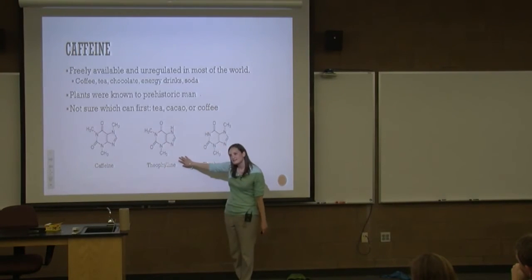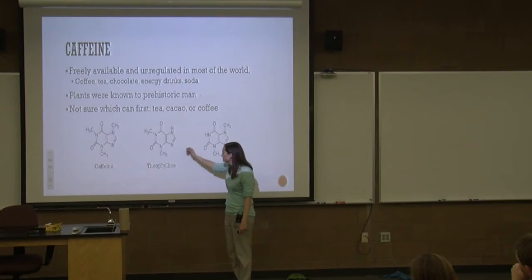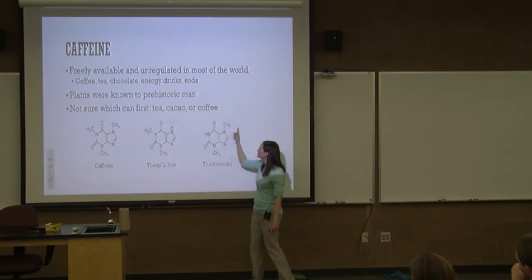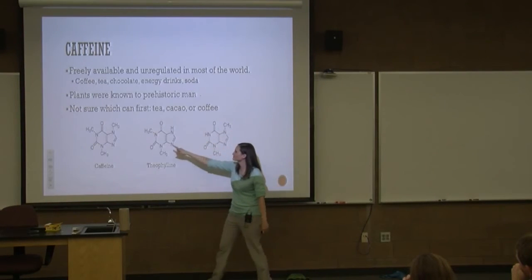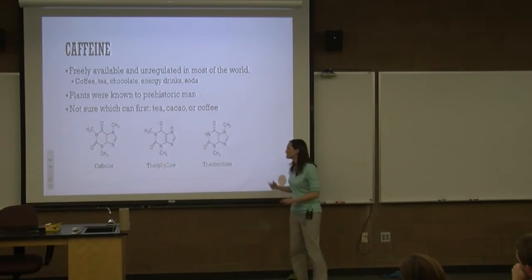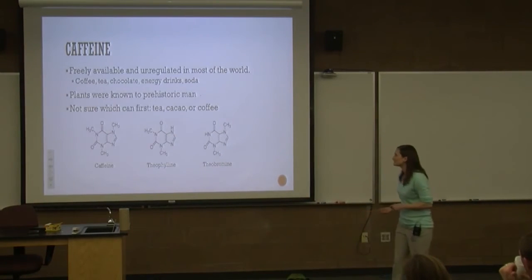This is a little bit less of a stimulant than caffeine. And then theobromine is found in chocolate. This one is also different by a carbon and 2 hydrogens from caffeine. It's over in this spot. And this is even a little bit less of a stimulant, but they still both act as stimulants.